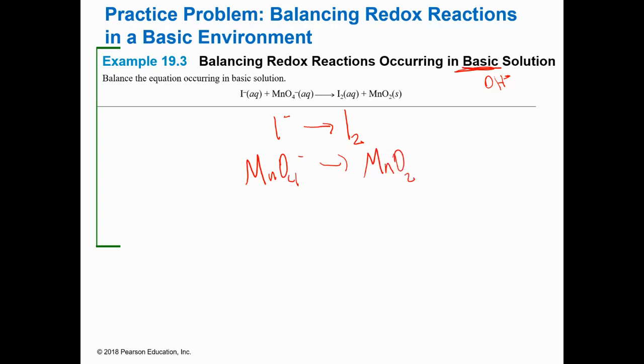All right, so again, remember we're going to balance elements other than oxygen and hydrogen first. So the first thing I notice is that iodine is not equal on two sides, and to make it equal, I need to place a 2 here. Remember, the only thing you can add when balancing are coefficients. Okay, manganese is good. Next, we look at oxygen. Sorry, to balance out oxygen, we need to add water. So I've got 4 oxygens here and only 2 here. If I add 2 waters to this, I've got enough oxygens in my product side.